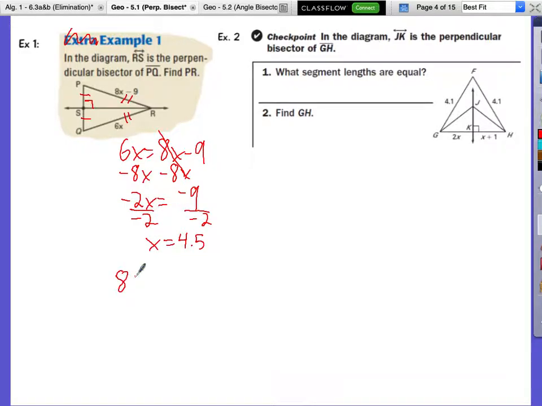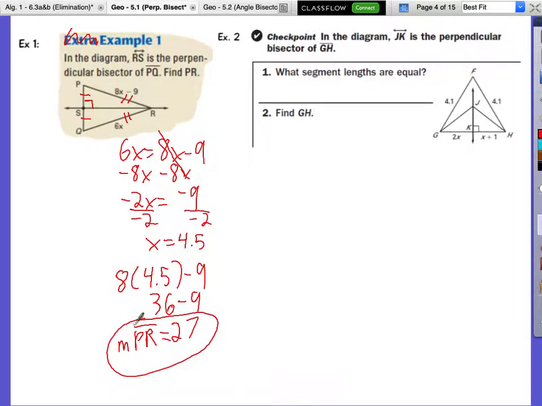Yeah. So let's put that back into there. Let's put 4.5 in for the x. 8 times 4.5 is going to be 36. Exactly right, thank you. Minus 9. So it is 27. So the measure of segment PR is 27.